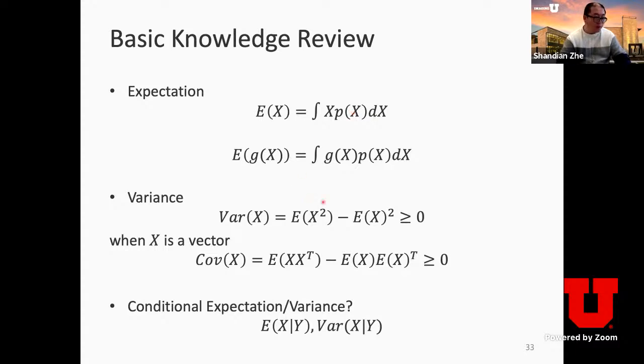So now I want to ask a question. We know that because expectation is kind of marginalizing out the random variables, the expectation is a scalar, a constant. It doesn't have any randomness. So now I want to ask, is the conditional expectation of variance also a constant?